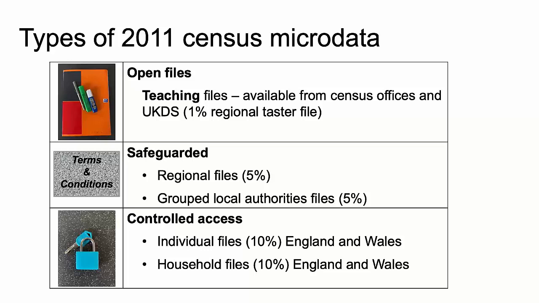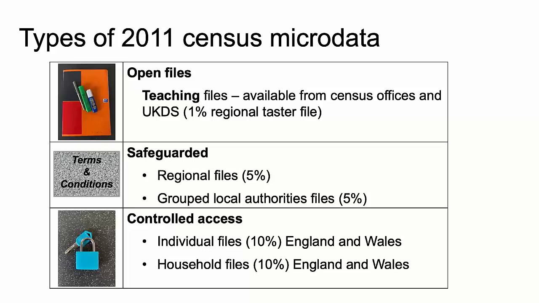You get more detail in the safeguarded files, and it has larger sample sizes. We've got the regional samples for all of the UK countries: England, Wales, Scotland and Northern Ireland. And we've also got local authority files, and both files are based on a 5% sample of individuals.